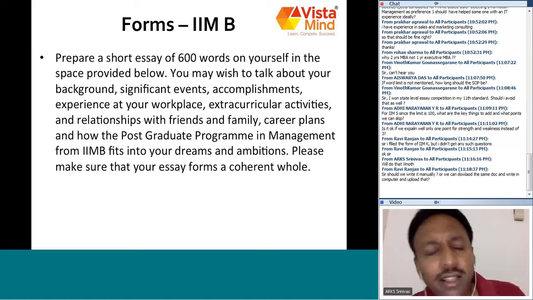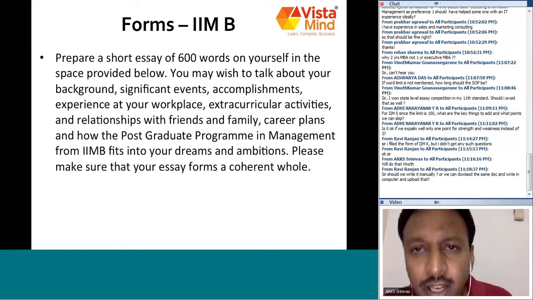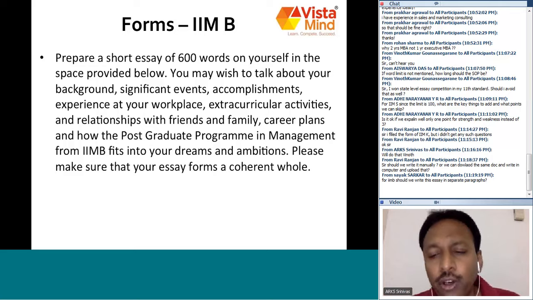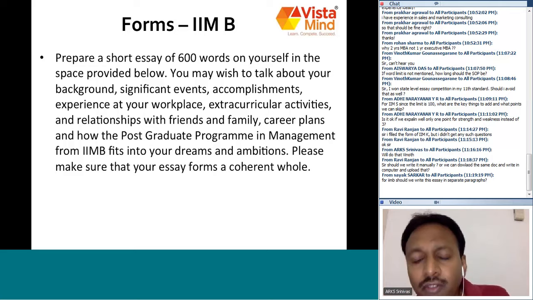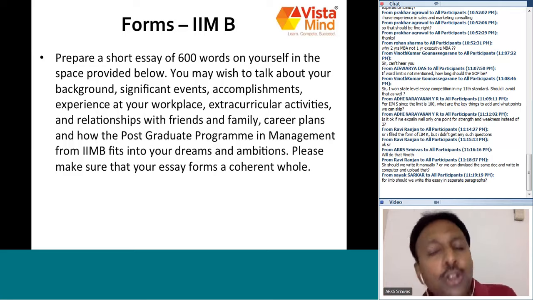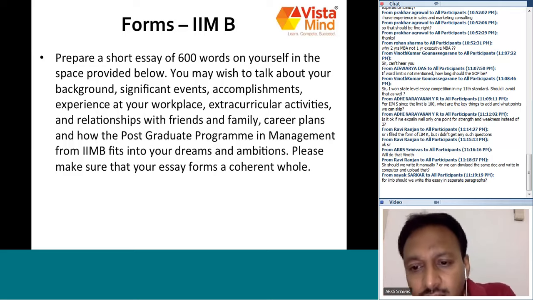Typically, Ravi, for some of these institutes, you need to write it in pen. In some places, you can upload it. Which ones will be different? IIM A should be in separate paragraphs. Yes. Mohammed Ashraf.